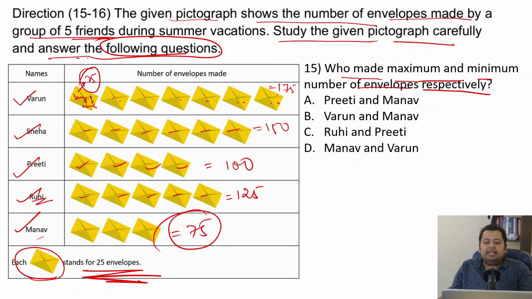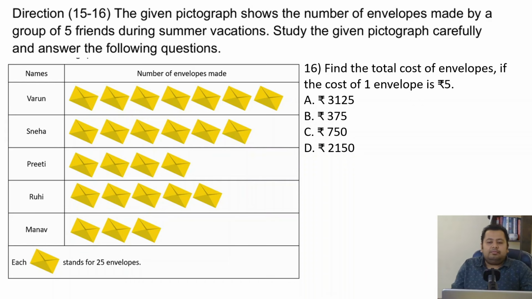Now, who has the highest? Varun has the highest at 175, and Manav has the lowest at 75. So option B is your correct answer. I hope you got this one correct. Let's now go to question number 16.